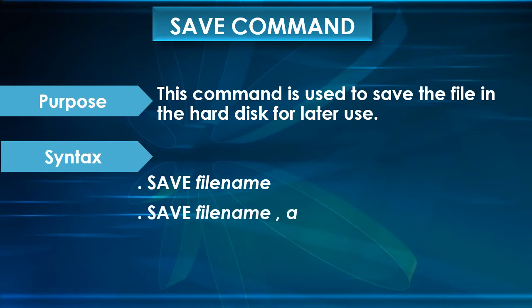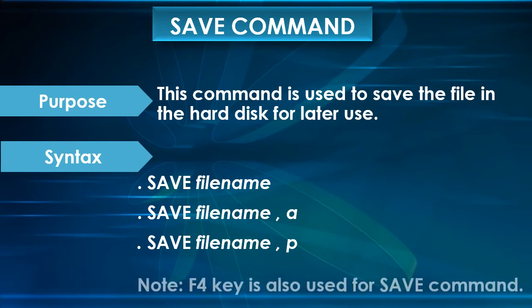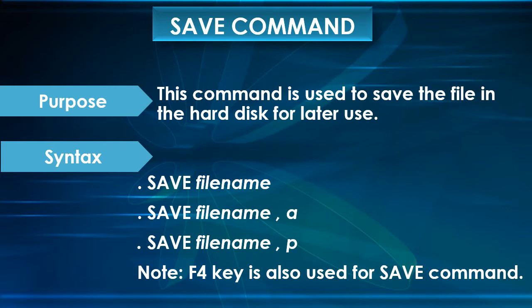If you save file name with "A", it will save the file in ASCII format, American Standard Code for Information Interchange, that you have learned in class 9th. Save file name, "P" will save the file with encoded binary format, and you cannot edit or modify the line numbers of this file. F4 key is also used for save command.